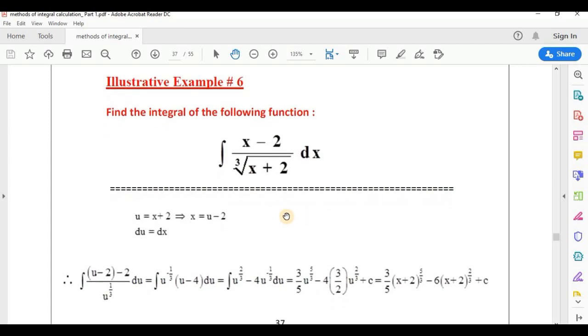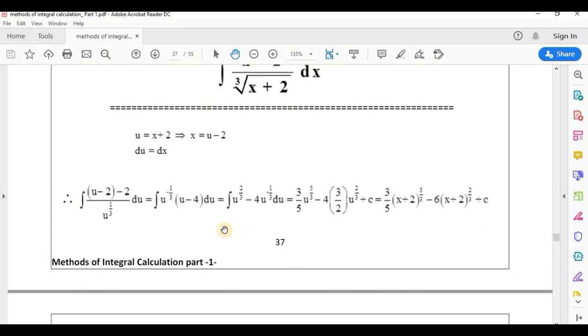And we want to put all the integral in terms of the variable u. So, what is the relation between x and u? This part, what we assumed from the first step. So, from this part, we will get x in terms of u. So x will be equal to u minus 2.